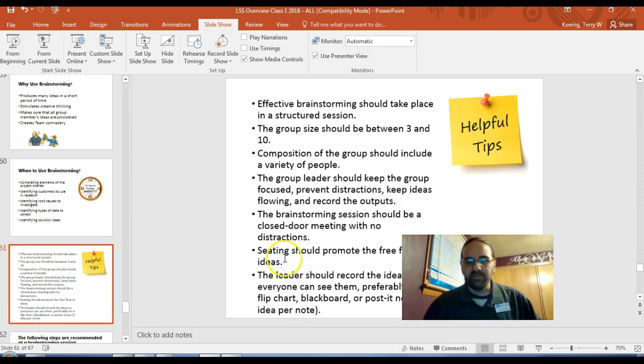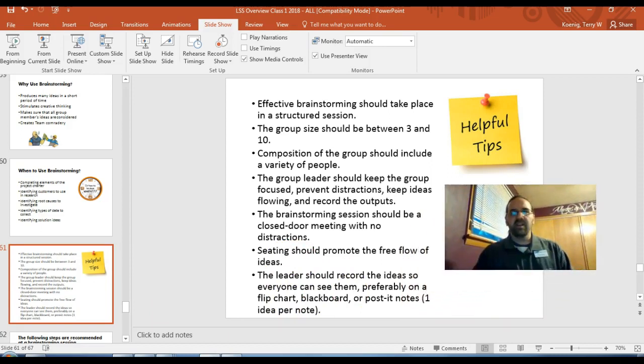All right, helpful brainstorming tips. Should take place in a structured session. Don't do this at the bar over lunch. Group size between 3 and 10, enough for 2 pizzas. Composition of the group should include a variety of people, different positions, different backgrounds, different home lives. Change it up as much as you can. Group leader should just keep it focused, keep ideas flowing, keep task at hand. It should be closed door, no distractions. That includes phones. Keep the phones off. Keep them out of there. Go in there, get it done.